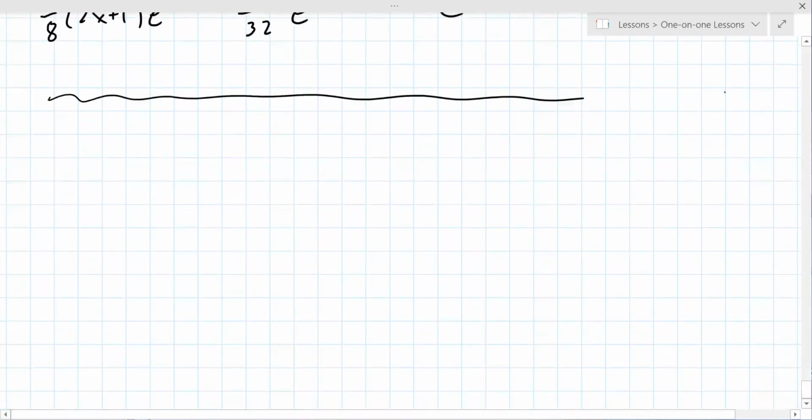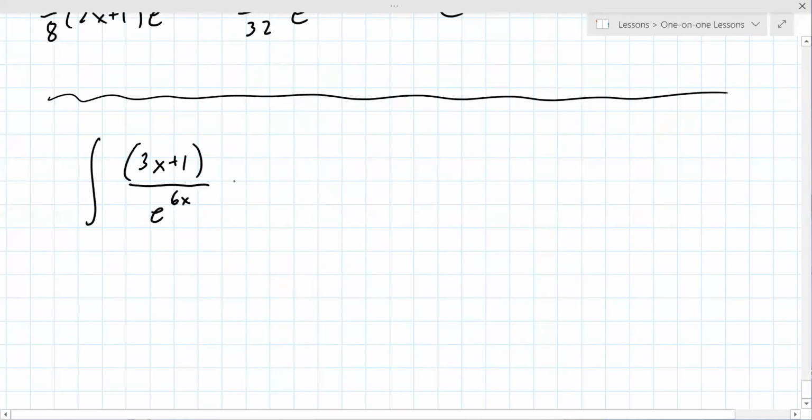Okay, so let me make one up here. Integral 3x plus 1 over e to the 6x dx. So give this a try. Get as far as you think you can get, and then I'll just check in with you for some steps, just to see if you're doing okay.